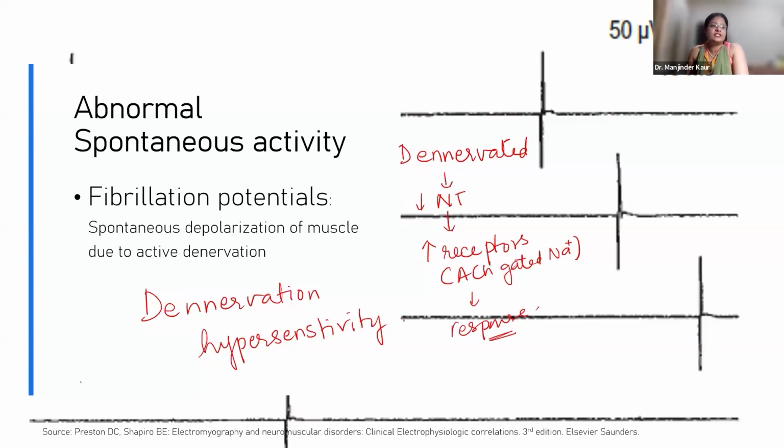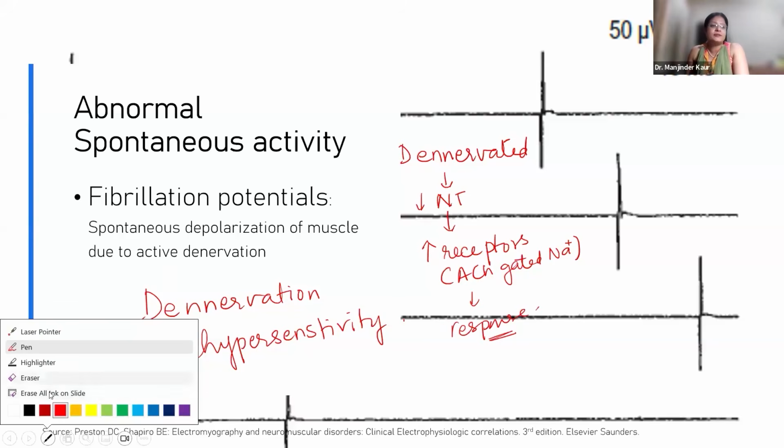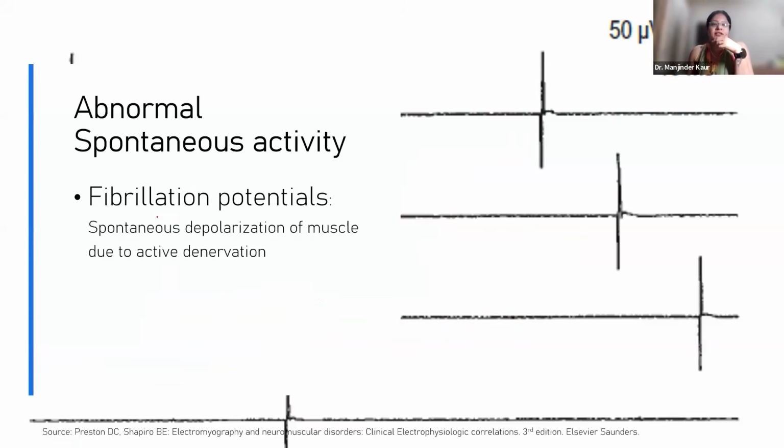So here what you see is that these types of potentials appear, and this spontaneous activity is called fibrillation. I hope I am able to explain fibrillation to you. If you are getting it, please type yes.